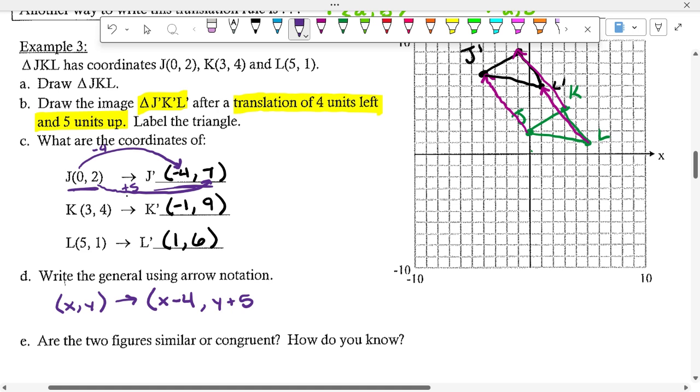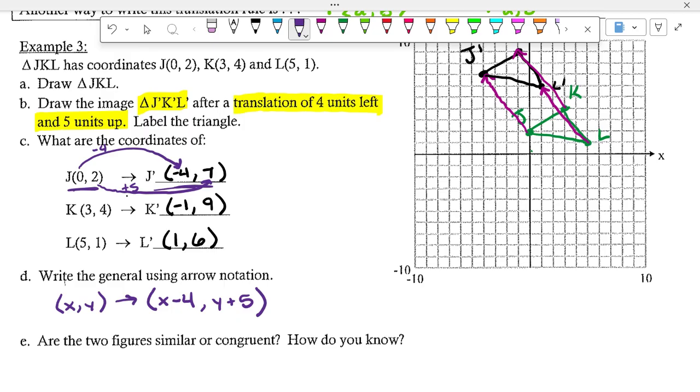Does that work for 4 to 9, 1 to 6? Yep. 4 plus 5 is 9. 1 plus 5 is 6. Does that also line up with what our original rule was in words? Yes. Left 4, that's -4 to the x's. Up 5, that's +5 to the y's.